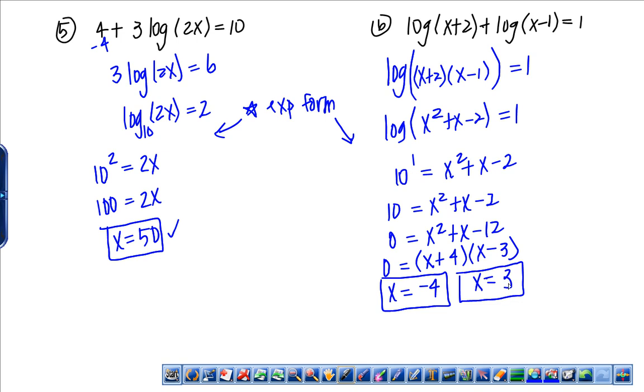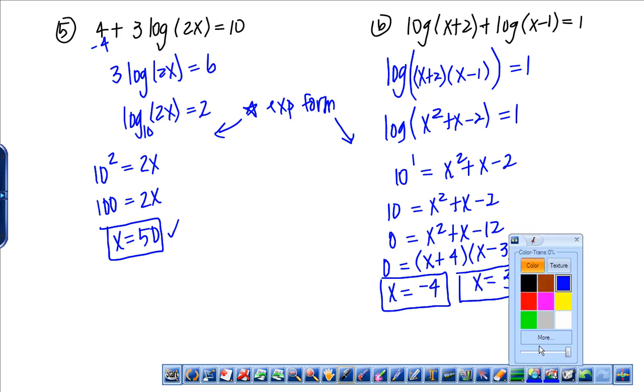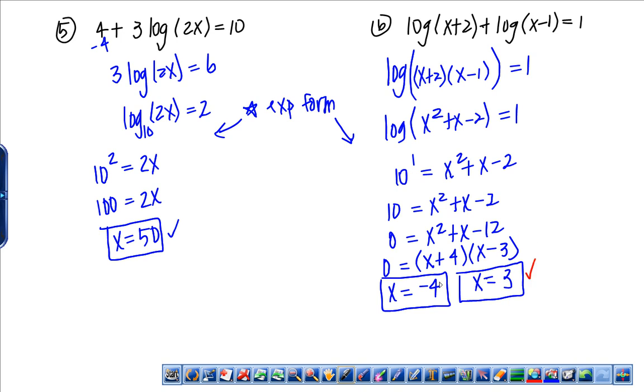Let's check our extraneous solutions. So this would be 3, that would be 5, and that would be 2. So 3 works. And then if I plug in a -4, that gives me a negative number, and I'm stopping because I already got a negative log, and you can't have that. So that's an extraneous solution.